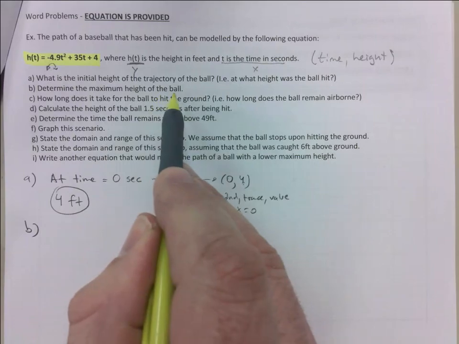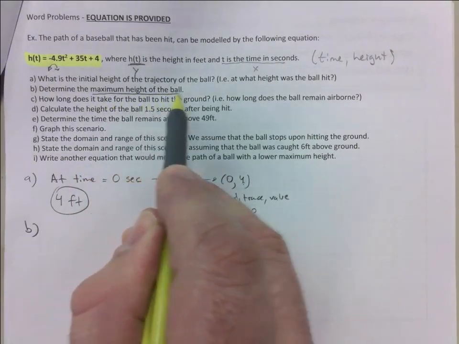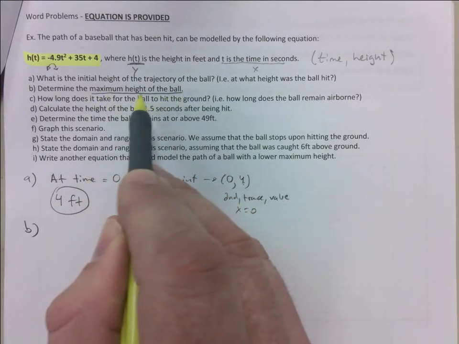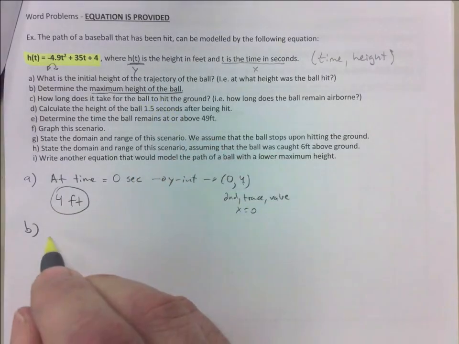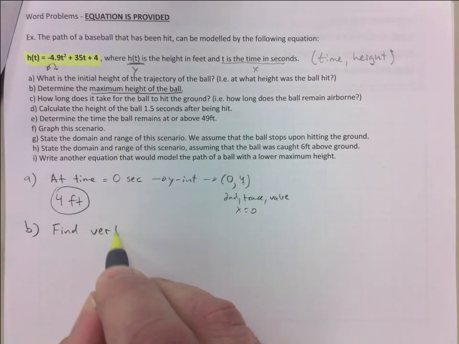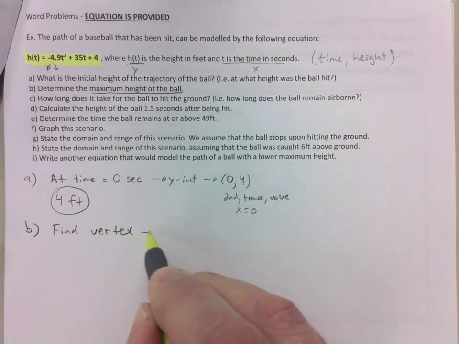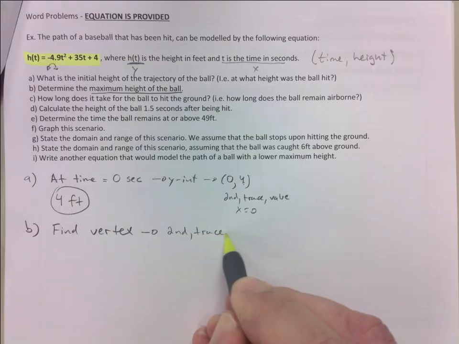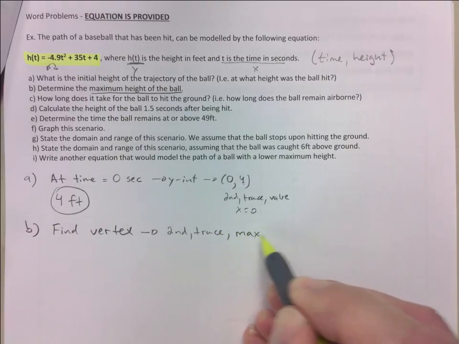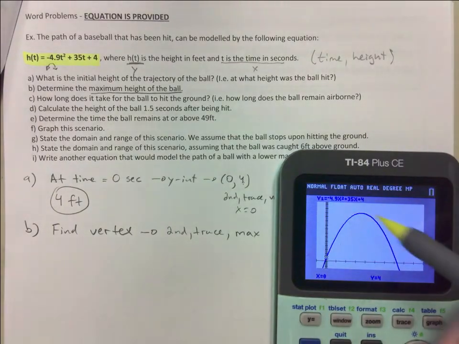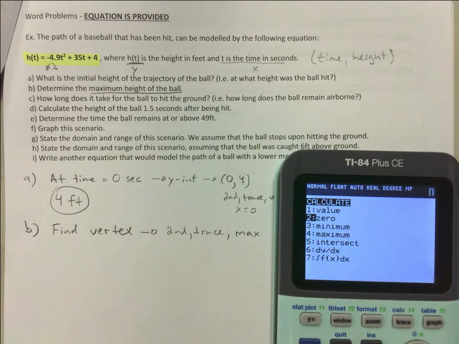Determine the maximum height of the ball. What are you thinking of in terms of intercepts and vertex? Which one am I going to look for if it's the maximum height? Vertex. Find vertex. How am I going to do that? I will go second, trace. The question kind of gives it away that it is maximum. So let's go ahead and find it. If you can't see it, you won't find it. So you need to see it on your graph. So second trace, maximum.